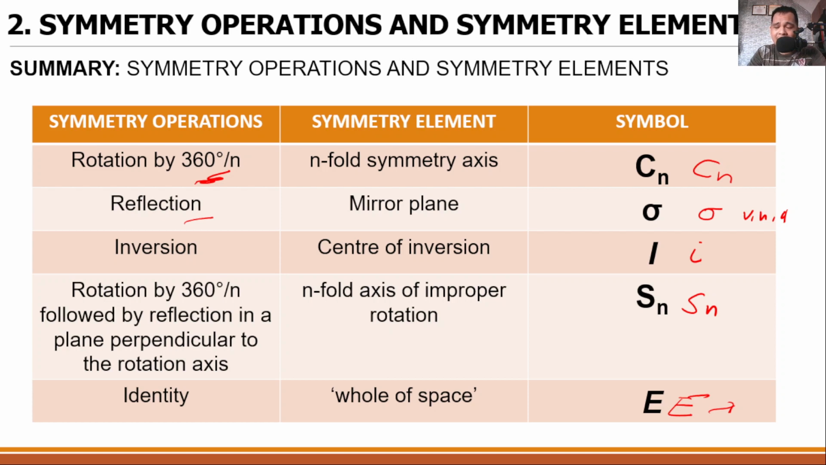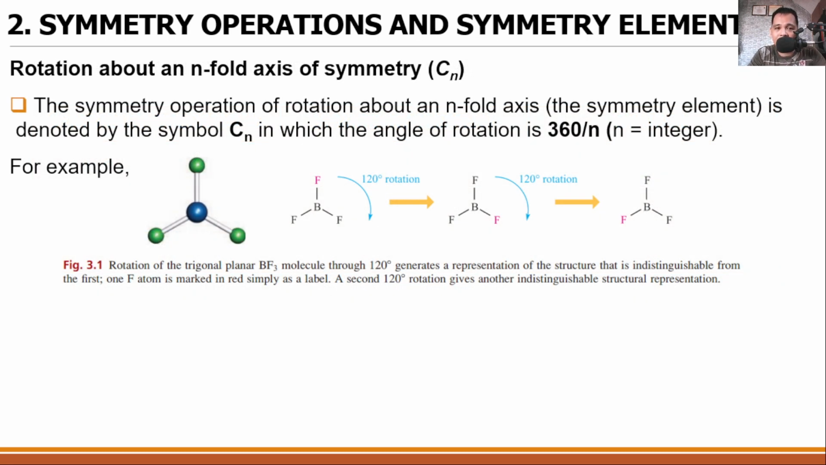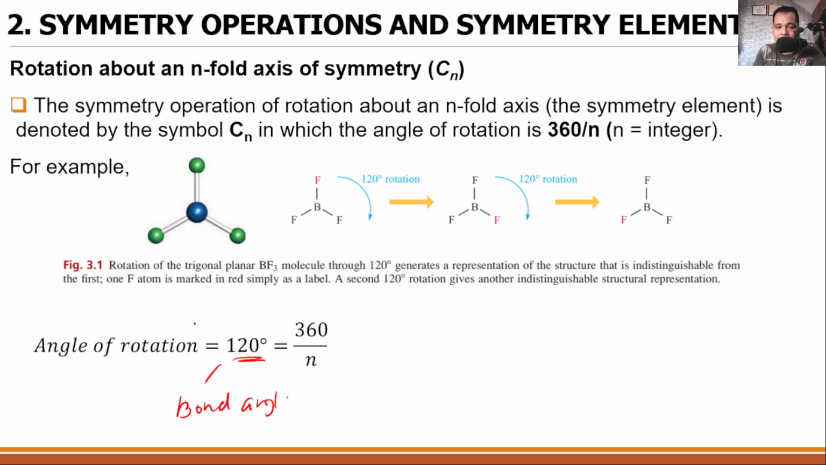Okay? So, isa-isahin natin itong mga to. First and foremost, the rotation about the n-fold axis of symmetry natin. So, this is the typical formula of the angle of rotation. So, bakit kaya 120 degrees? So, this is the bond angle kasi. So, in general, ang formula natin for this is n equals 360 degrees, that is fixed, all over the bond angle. Okay? The bond angle.